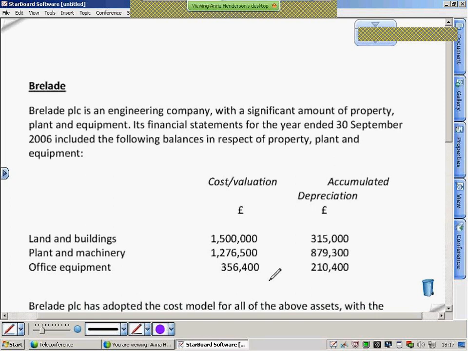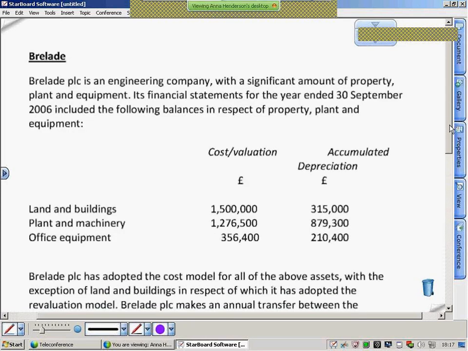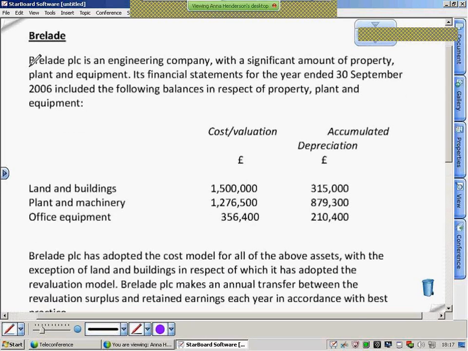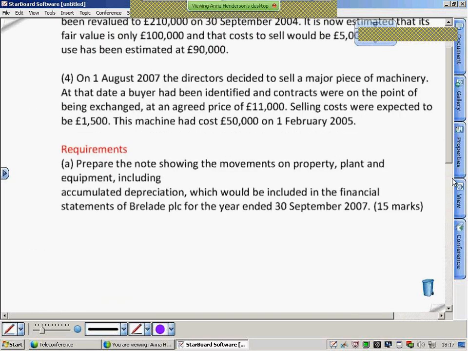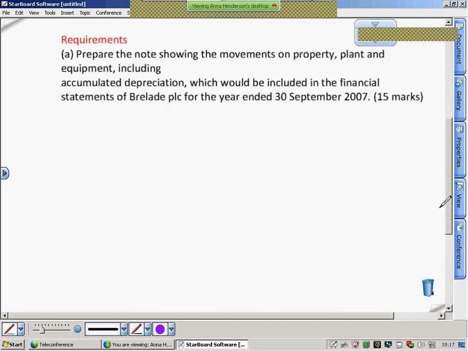So going through this question first of all, examiner, it's quite common for them to introduce the company. It's irrelevant really that we're an engineering company, but what's not irrelevant is that we've got a significant amount of PPE. So once we've read the first line of the question, what I would say you then really want to do is turn to the end of the question and have a look at what the examiner actually wants us to do.